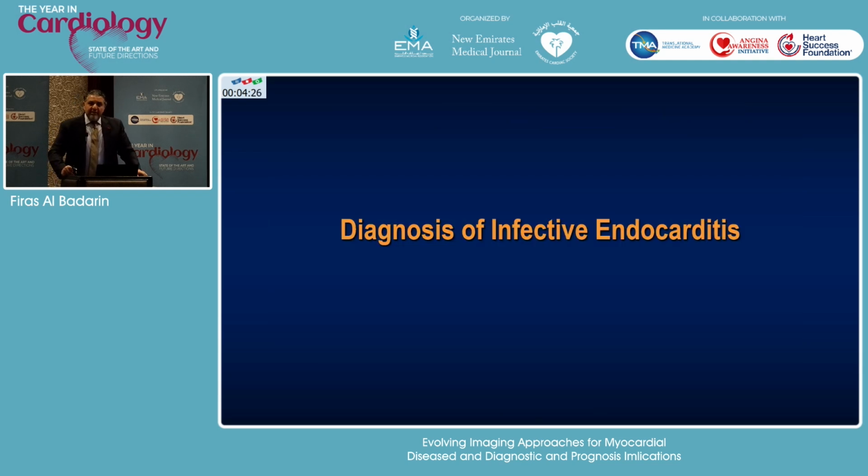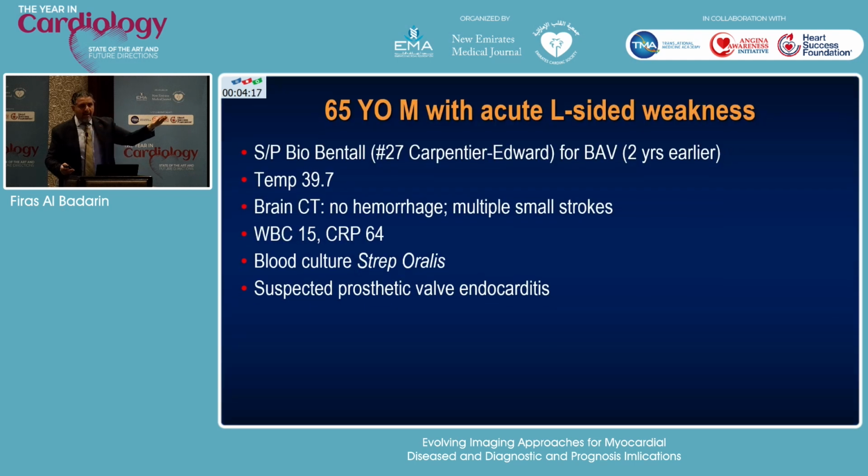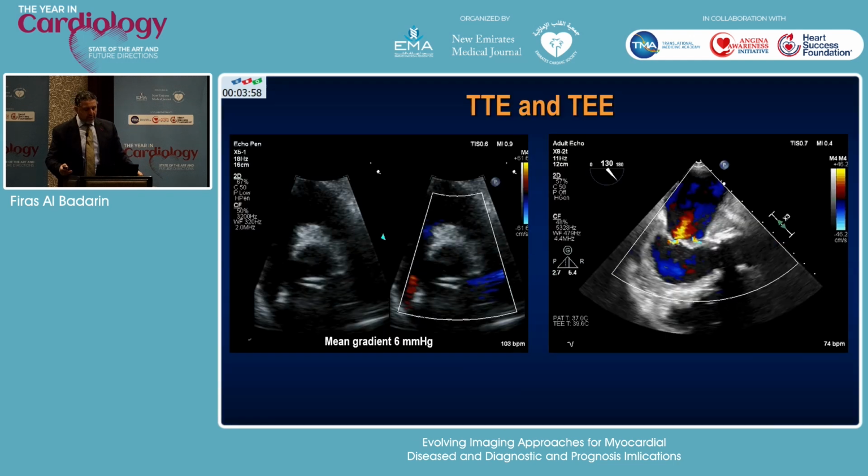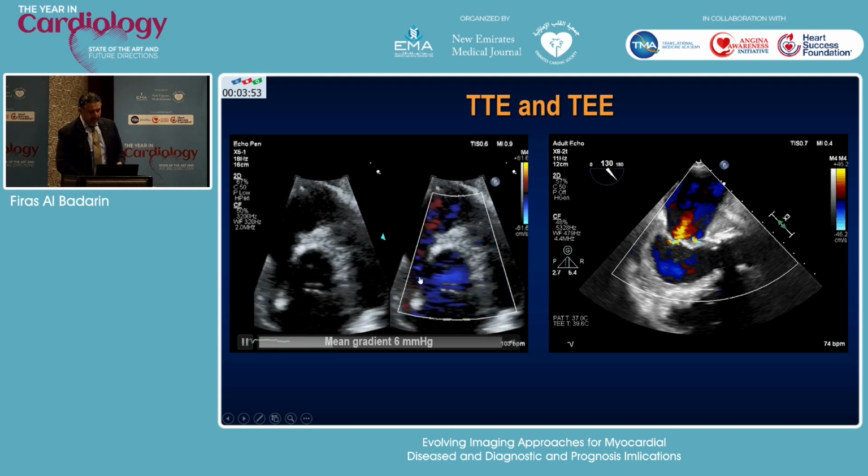We'll move on to a different disease, infective endocarditis, a very common disease in this part of the world, and admittedly a challenging one. This is a patient that I believe many of you have seen, a patient with a prior aortic graft and a bioprosthesis, who comes in with fever, stroke, elevated biomarkers, inflammatory markers, and you're suspecting endocarditis. Your go-to test is going to be echocardiography, and these are the images that you will see.